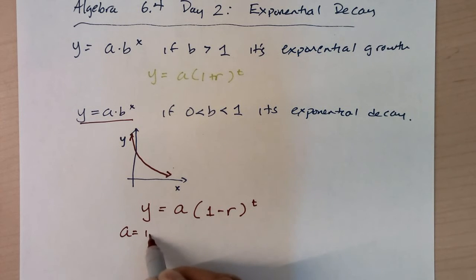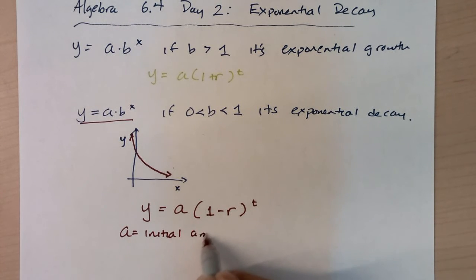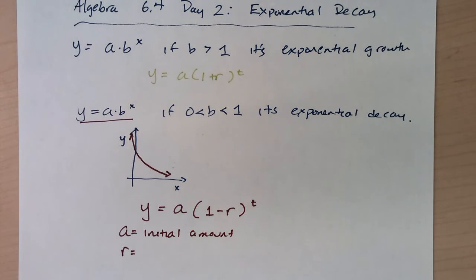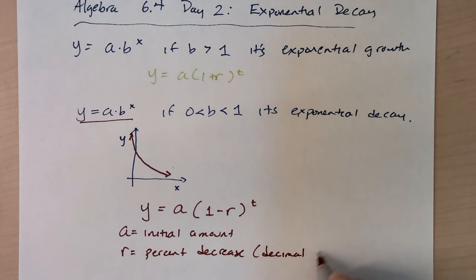A is still the initial amount. R, instead of being the percent increase, is the percent decrease, and you would change that from a percent to a decimal. So percent decrease, again, in decimal form. You could also refer to r as the rate of decay instead of the rate of growth. And then t is still the time.